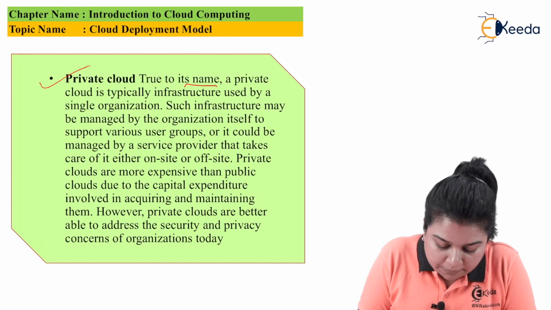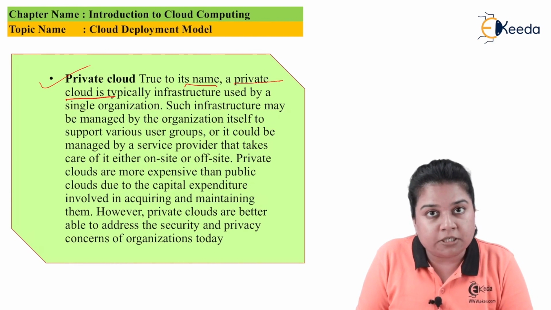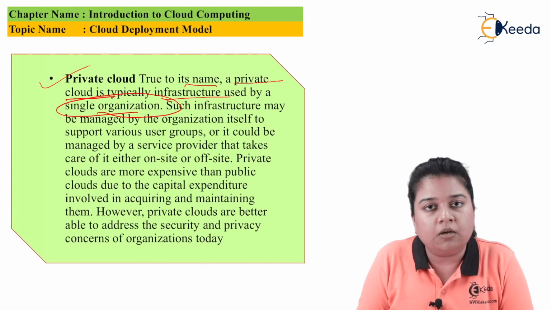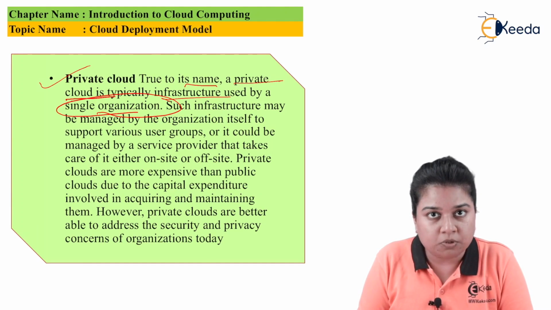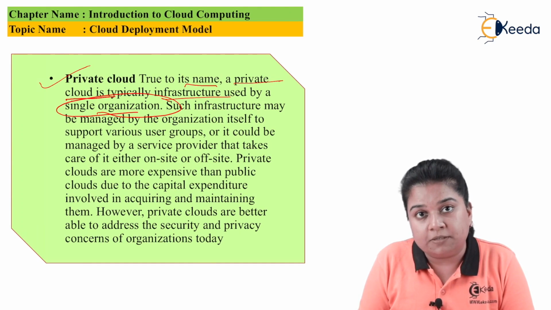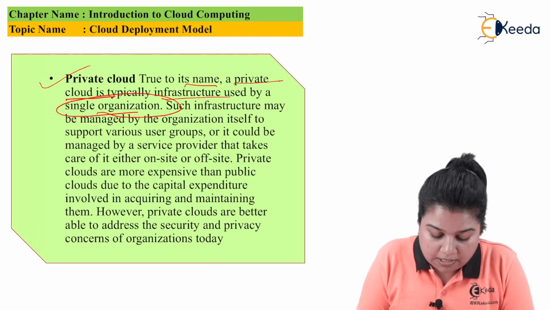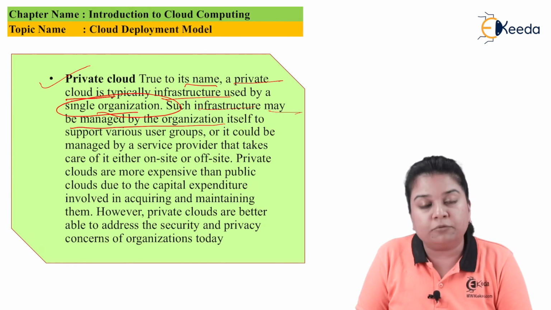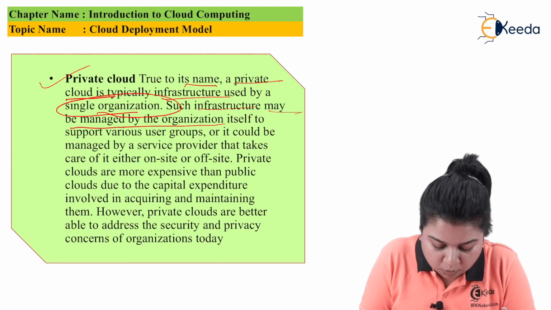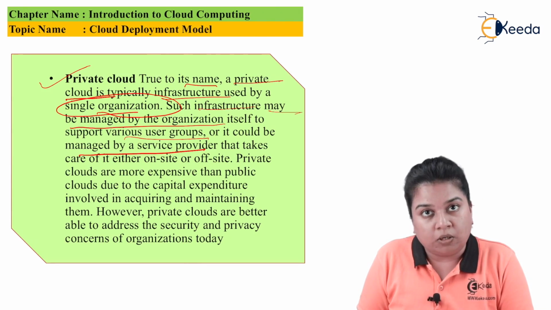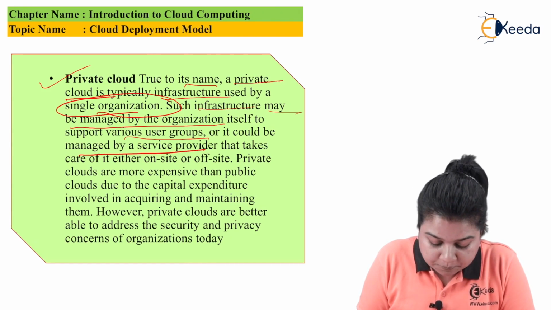True to its name, a private cloud is typically infrastructure used by a single organization. Single organization like the IT firms, which want to create their own cloud and keep the data to themselves for security reasons. Such infrastructure may be managed by the organization itself to support various user groups, or it can be managed by a service provider that takes care of it, either on site or off site.